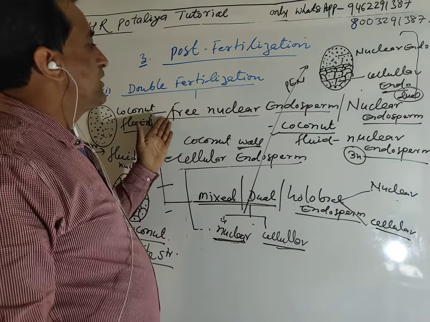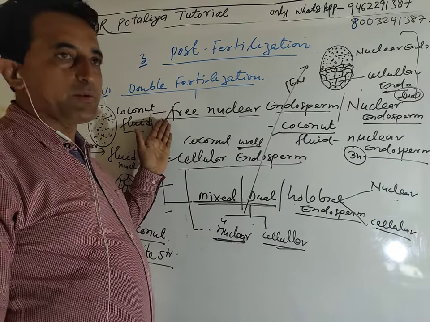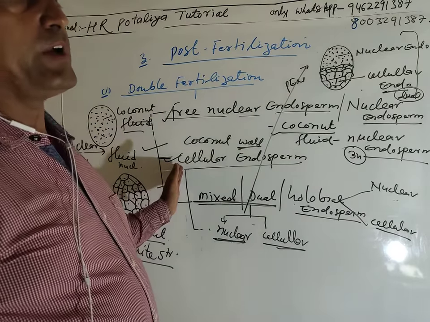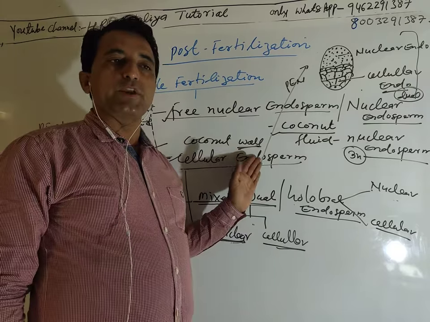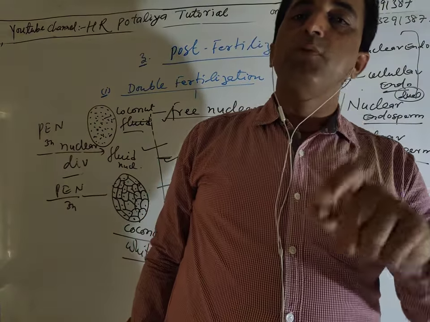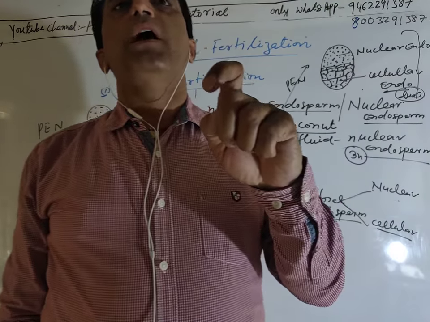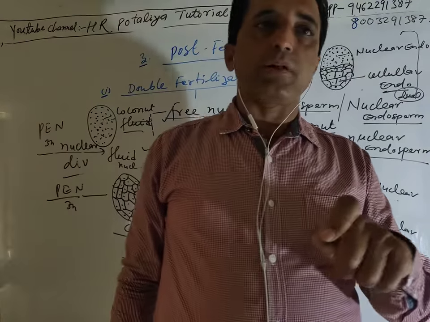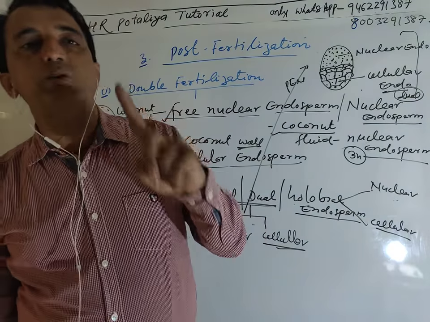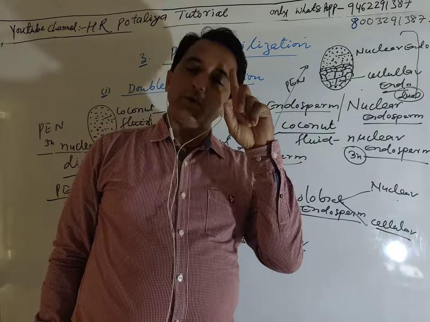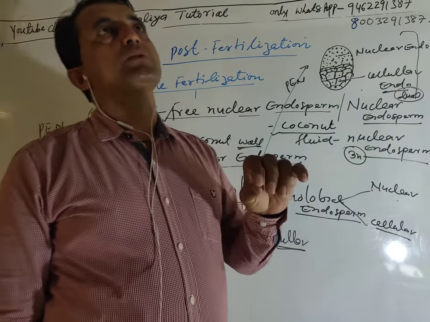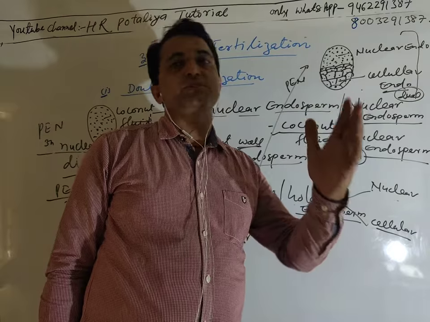three categories: free nuclear, that is the coconut fluid. Second is the cellular type of endosperm. In that case, the wall of coconut, it means in the coconut we have used the fluid as well as the wall, both are endospermic. And the edible part of endosperm in coconut. Coconut mein edible jo part hota hai, wo hamesha endosperm hi hota hai. Aapke NEET ke exam mein same question number of times is there.